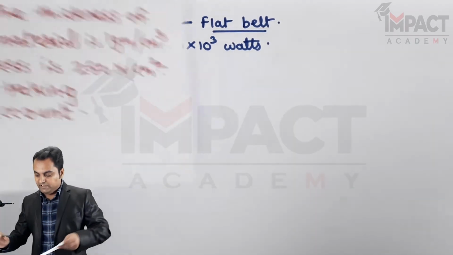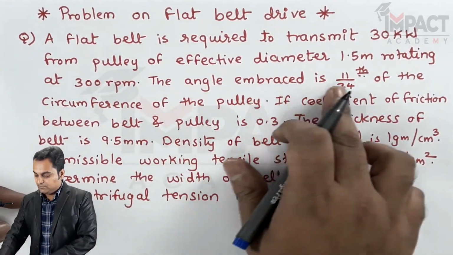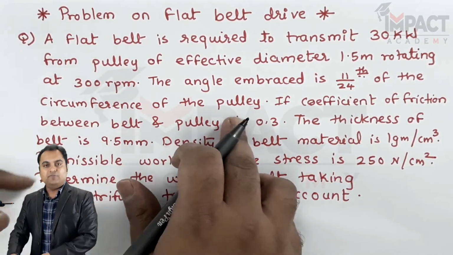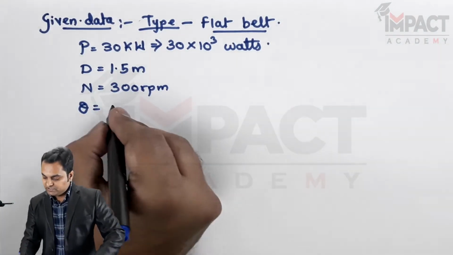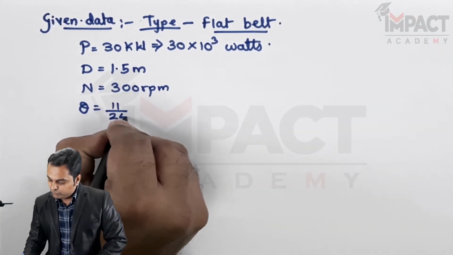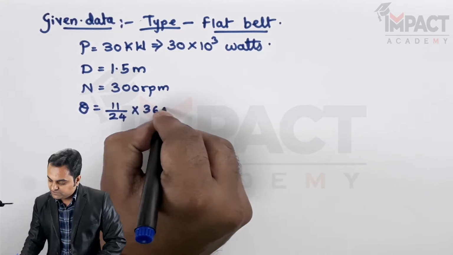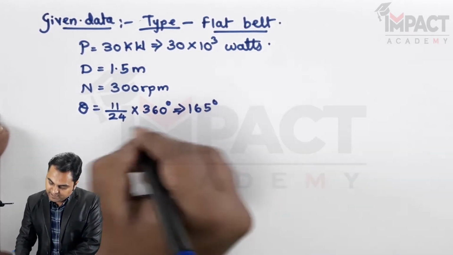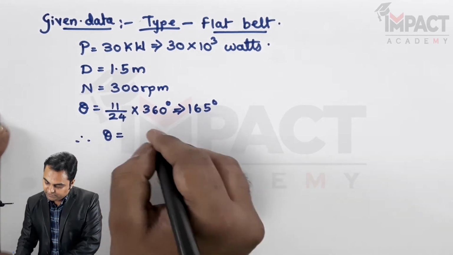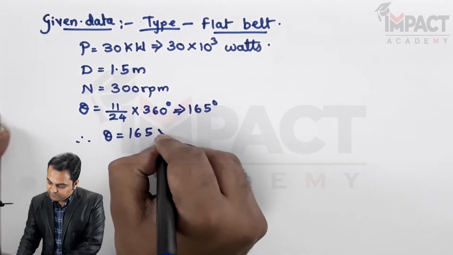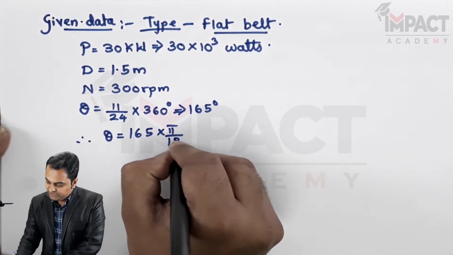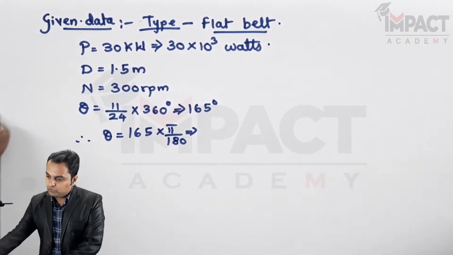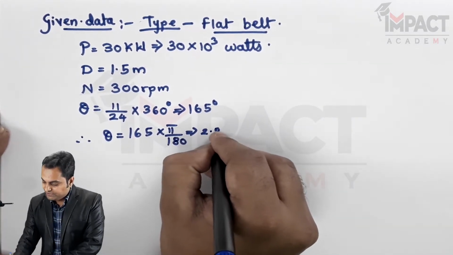Then the angle of contact or embrace is given. Angle embraced is 11 by 24th of circumference of pulley. So it is 11 by 24th of circumference, which is having angle 360 degree. So that gives me the answer as 165 degree. And when I convert it into radian, that will be 165 multiplied by pi divided by 180, and the answer comes out to be 2.88 radians.